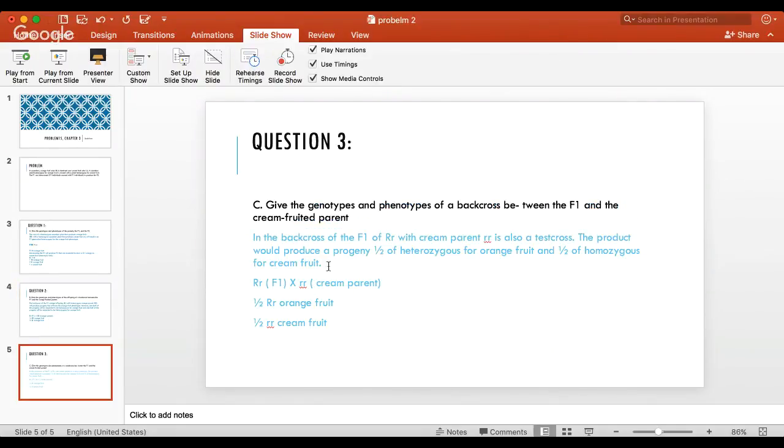Okay, so the last section of this problem is asking about a backcross between the F1 and the cream fruit parent. So it's kind of similar to the previous one. You would have the F1 parent, which would be big R and little r, crossed with the cream parent, which would be 2 small r's. So your answer would be 1/2 big R, little r for orange, and the other half would be cream, because you have the 2 little r's. And that is how you do that.